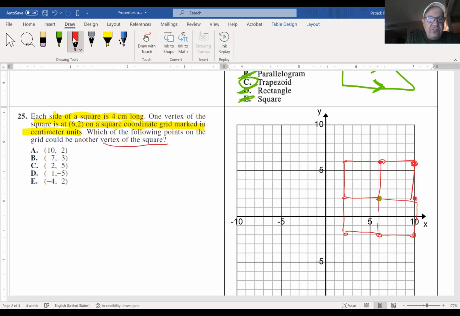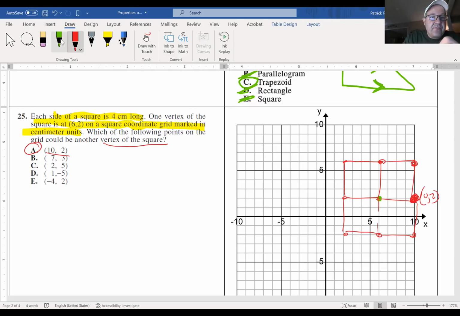Let's just go through the choices here. 10,2. Oh, wow. There it is, 10,2. That's the answer, letter A. I'm not going to bother checking the rest because it's an ACT, right? I got the answer. If I had time left over, I'd go back and take a look.